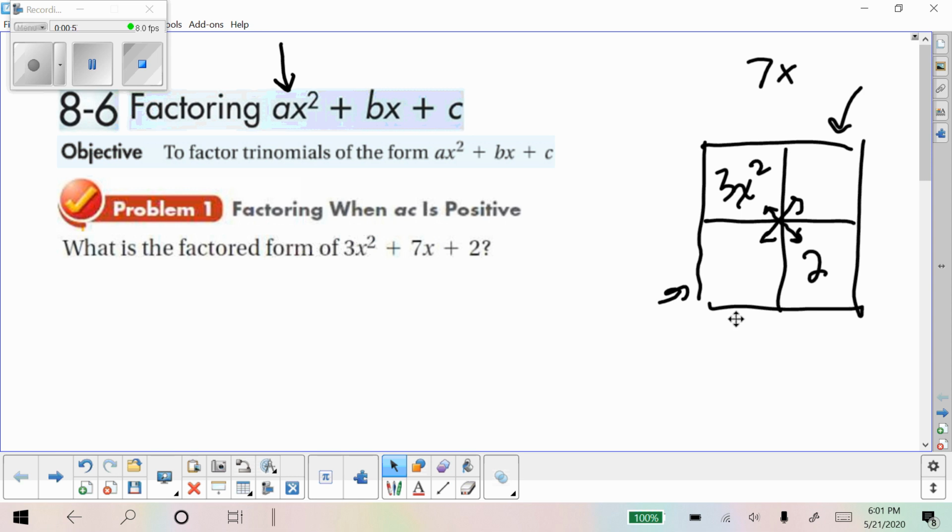So what we're looking for here is two numbers that multiply to give you 6 and add up to 7. So start thinking of factors of 6. There's 1 and 6, and there's 2 and 3. And we need the ones that add up to 7, so that would be the 1 and the 6. So you're going to put 1x here, and you're going to put 6x here. I'm going to circle that so you remember that.